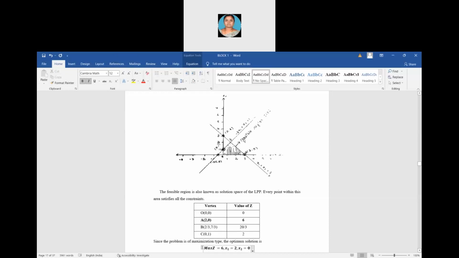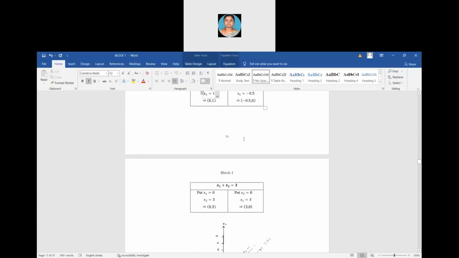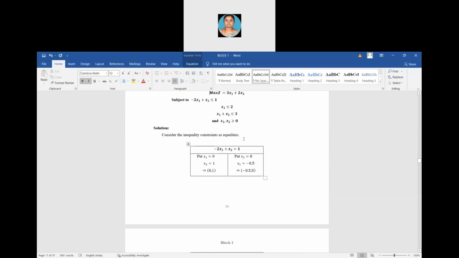You can identify that both the equations are less than or equal to. The first equation is less than or equal to, and the second equation is also less than or equal to. So everything you have to mark inside the boundary of those lines.